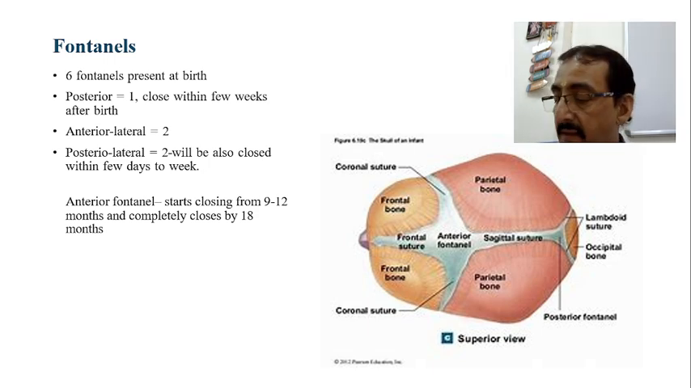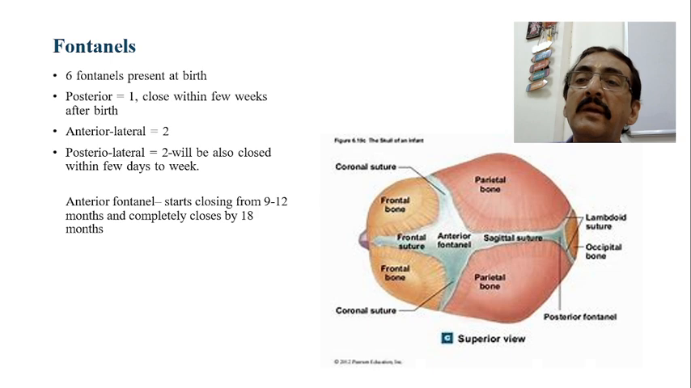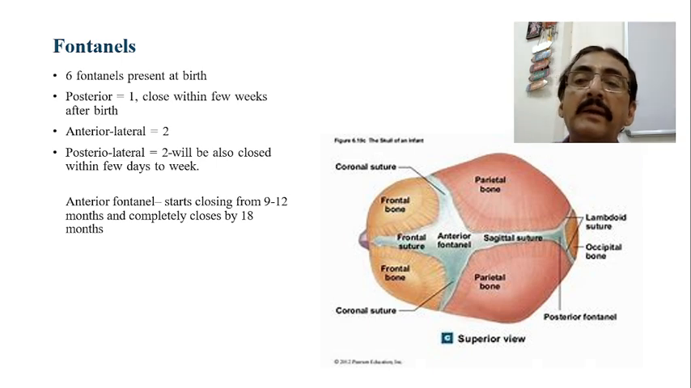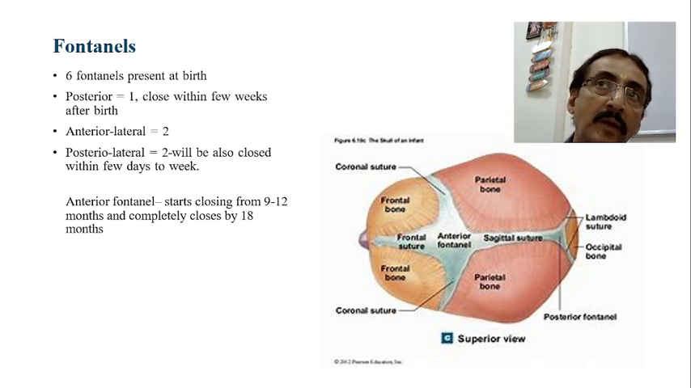One more important thing that we have to consider in growth and development is fontanelles. Usually at the time of birth, the fontanelles are present, and totally there are 6 fontanelles. Posterior fontanelle 1, anterior fontanelle 1, so that becomes 2. Now there are anterior lateral and posterior lateral fontanelles, 2 each. Anterior lateral is 2 and posterior lateral is 2, so 2 plus 2 becomes 4. Posterior 1 makes 5, anterior 1 makes 6. So totally you will have 6 fontanelles.